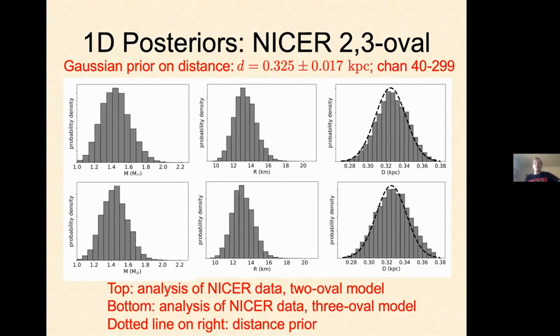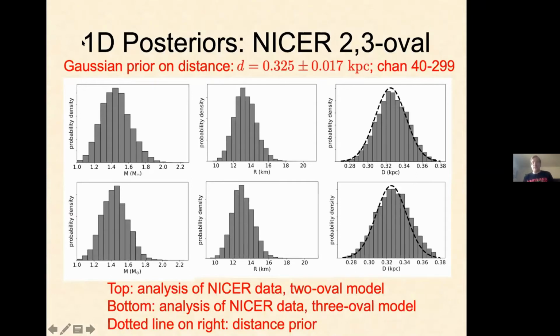What we found, though, in some of our initial analyses is that if we were to use channels all the way down to 25, and if we were to allow ourselves a flat and broad prior on the distance, the implied distance we get is significantly larger than this known distance with uncertainties. We don't know why that is.